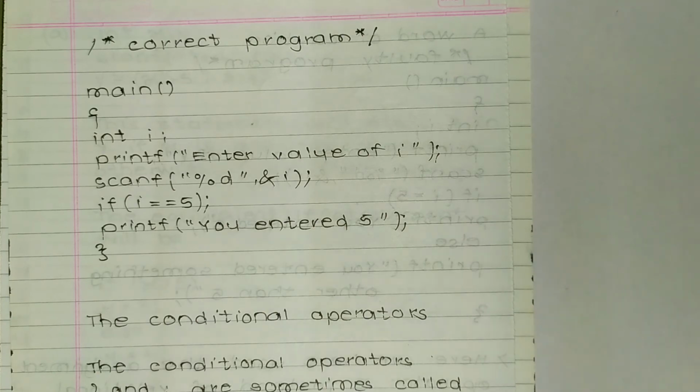So this section was about a word of caution, that means where you can go wrong. This is very important: we have to write the equal to sign 2 times for a comparison.